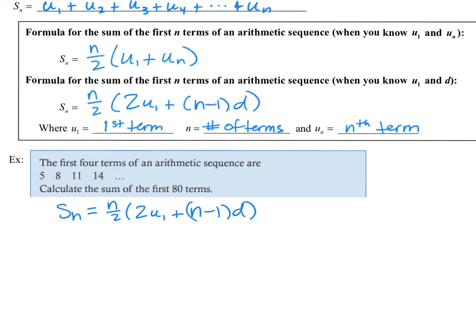All right? So in this problem we're finding the sum of the first 80 terms. That's going to be 80 divided by 2 times 2 times the first term. Well, the first term is 5, so that's 2 times 5, plus the number of terms, 80 minus 1, times the common difference of 3. And this is arithmetic that you can do on your calculator. When you do, you should get the sum of that first 80 terms is 9,880.